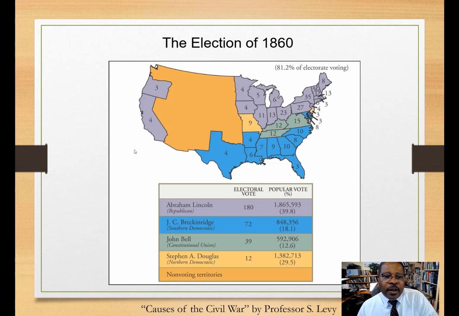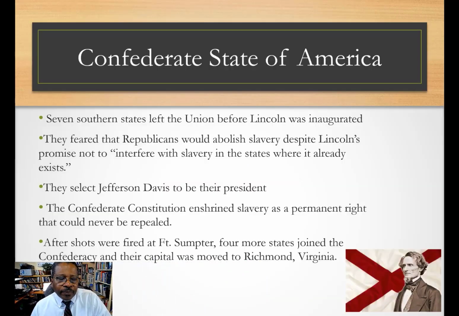So Lincoln will win. As we move to conclusion, to understand the Confederate States of America, as I said initially, these are 7 southern states, starting with South Carolina as the first state to secede.